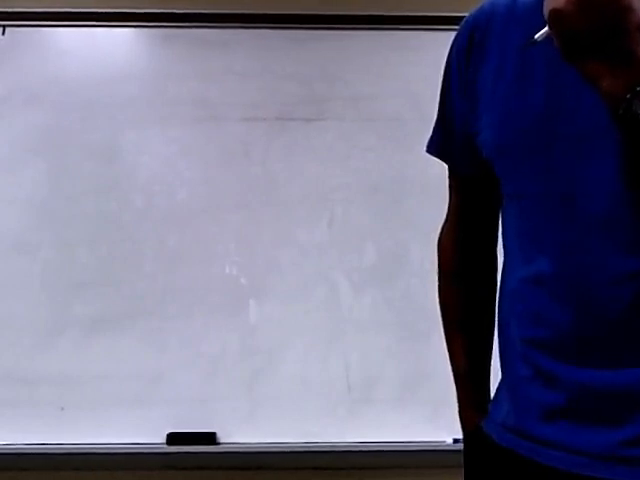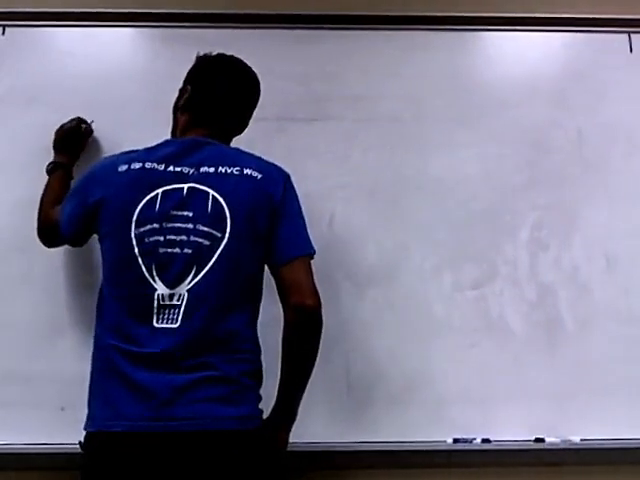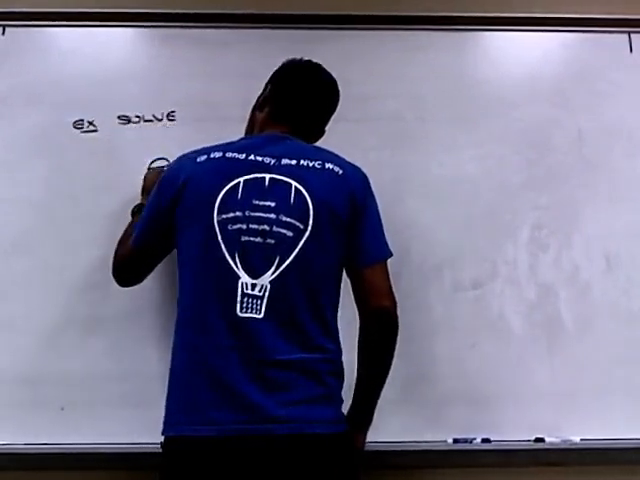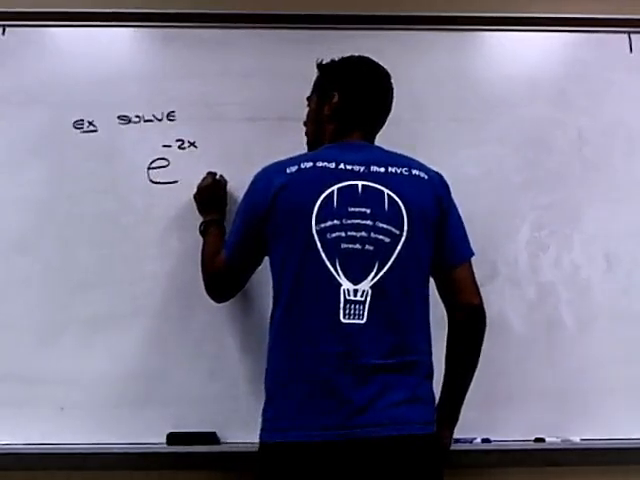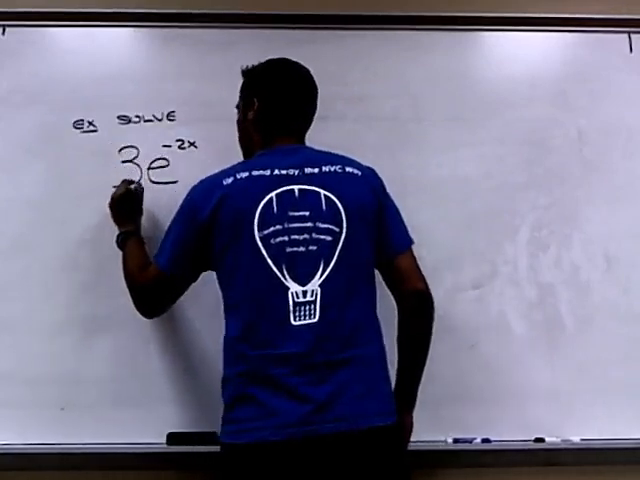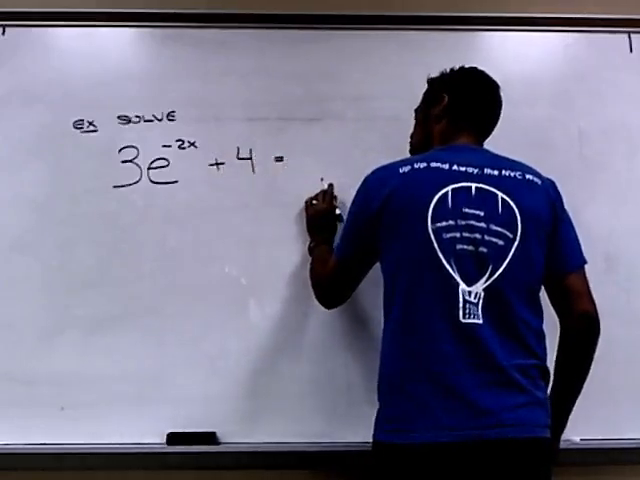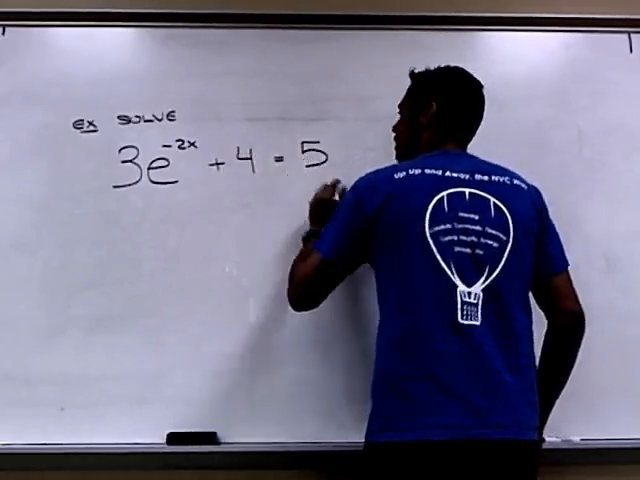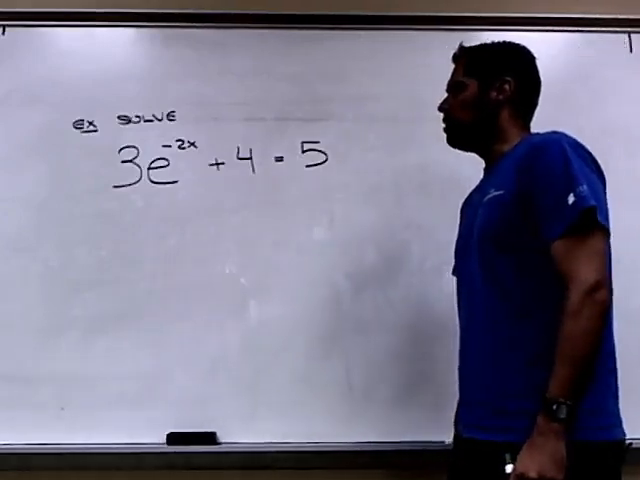Let's try something a little more elaborate. How about solve this equation? 3 times e to the negative 2x, plus 4, equals 5. So you're asked to solve this.